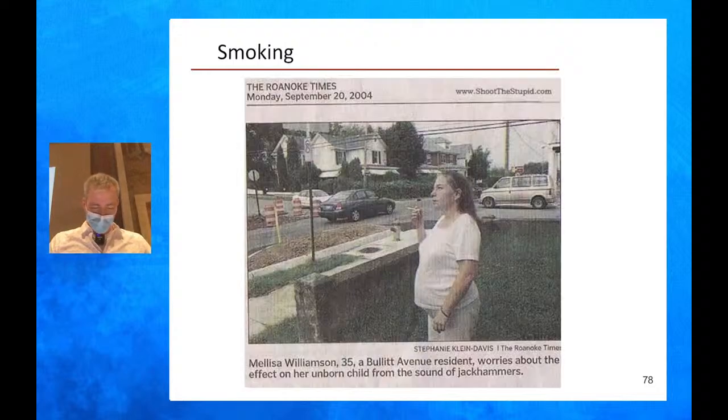This is one. Melissa Williamson, a Bullitt Avenue resident, worries about the effect on her unborn child from the sound of jackhammers. You can see she's smoking a cigarette here. This speaks to something I alluded to in the first couple of units, where people can very easily develop fear and worries about things that aren't really the things they need to be worried about. They could be causing themselves direct harm in some very obvious way and worried about some other hypothetical harm which actually isn't really harmful at all. So this is maybe a nice example of that.